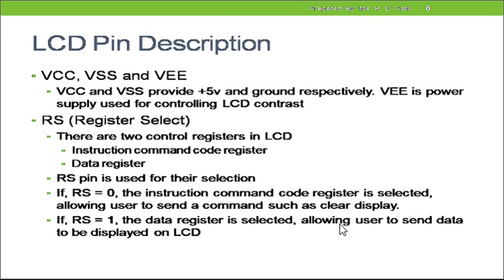The next pin is the register select pin. There are two control registers available in the LCD. One is the instruction command code register and the second one is the data register. The register select pin is used for their selection.